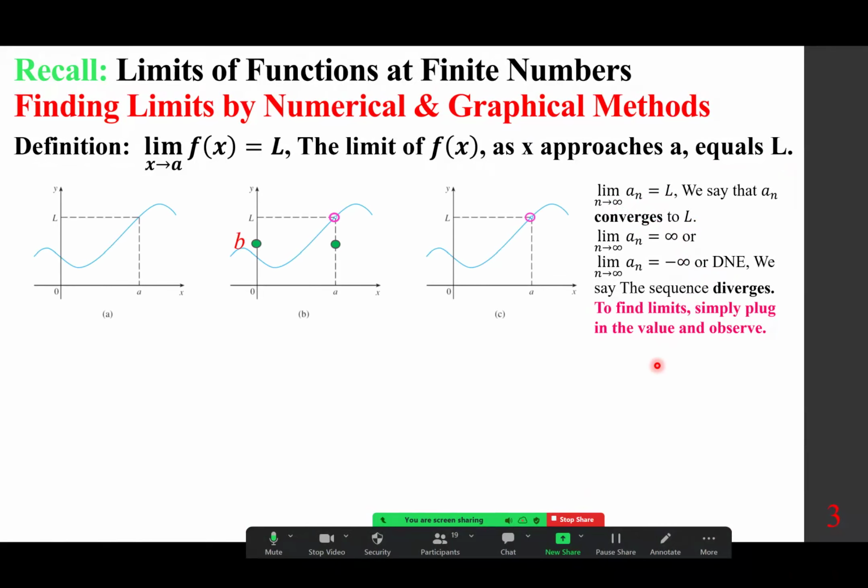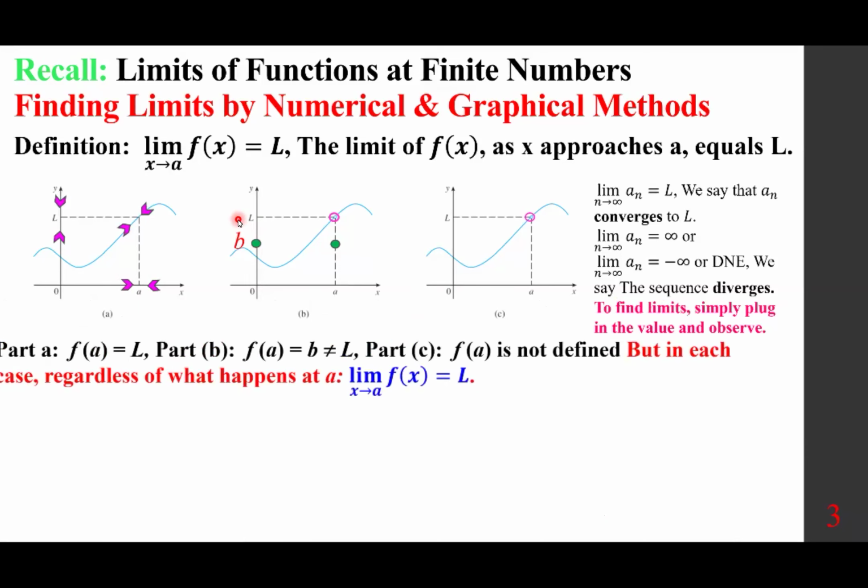In all of these cases, we are interested in the limit of f of x as x approaches a, from the left, from the right. And in all cases, looks like that. And they all give us the same limit, namely L. So the limit exists because one-sided limits are identical.